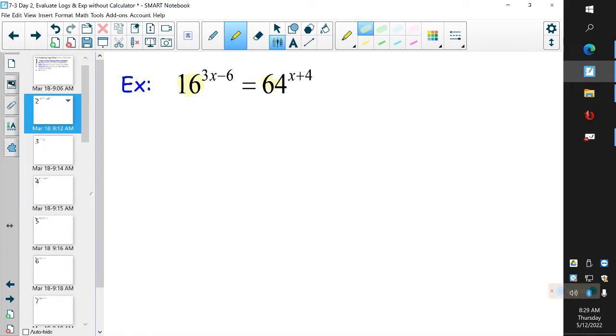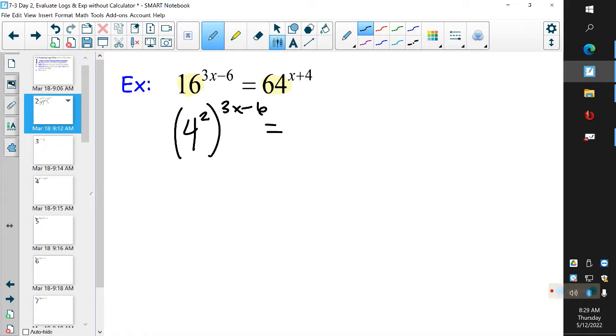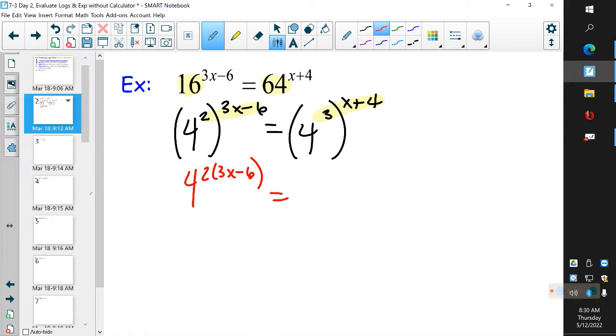So 16 and 64 need to have the same base. You can either write them as a 2 or a 4. 4 is smaller, so we're going to write them as a 4. So this is going to be 4 squared because that's what 16 is, and 64 is going to be 4 cubed, and that's going to be x plus 4. Then I'm going to multiply these together, giving me 4 to the 2(3x minus 6) is equal to 4 to the 3(x plus 4).